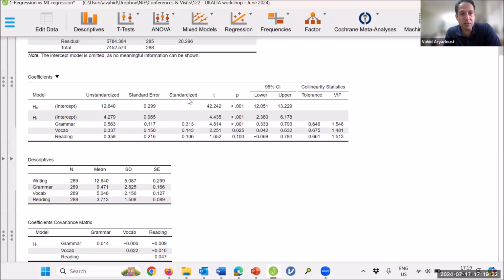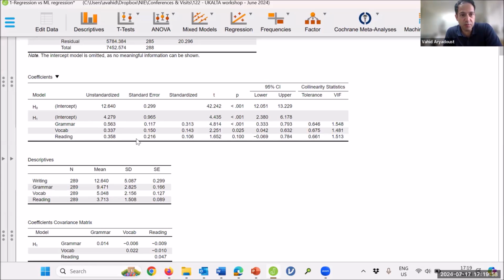What about the standardized coefficients? As I mentioned, you've got to interpret standardized coefficients in terms of standard deviation units. So if the grammar scores of students increase by 1 standard deviation, as a result of that, the writing score of students will increase by 0.313 standard deviations.